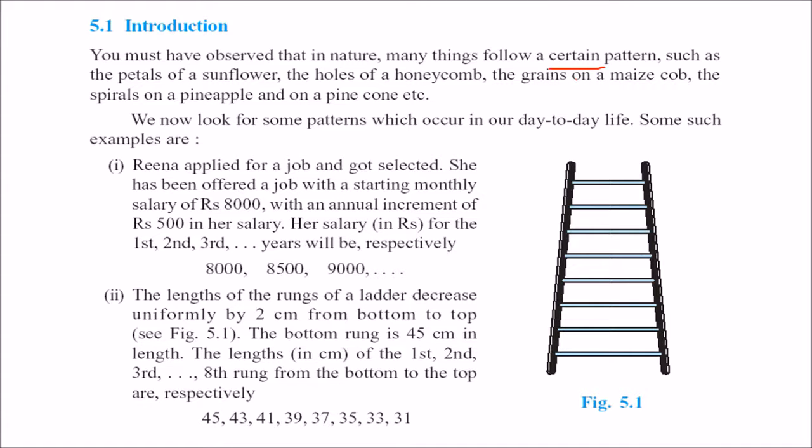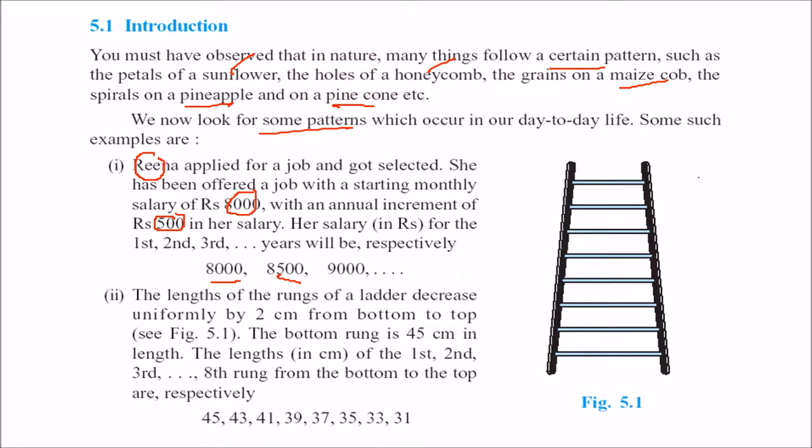Now there are various things which you observe every day in your social life, in your colony, in your house, like the sunflower, the honeycomb, the grains of maize cob, the spirals on the pineapple, and even the pine cone. Now each of these shows certain patterns. For example, Reena applied for a job and she got selected. She was told she will be given 8,000 rupees, and annually, every year, she will be given 500 as an increment. That means the first year she'll get 8,000, then 8,500, and so on and so forth.